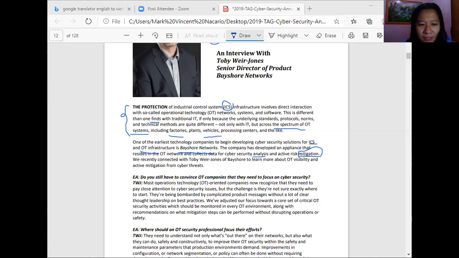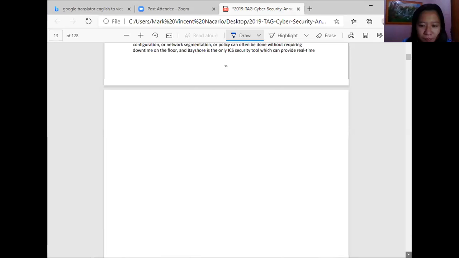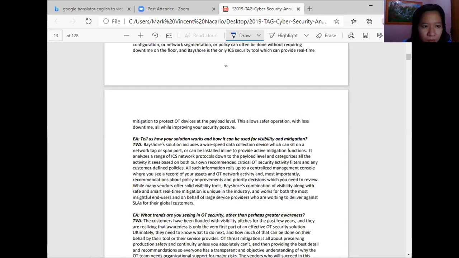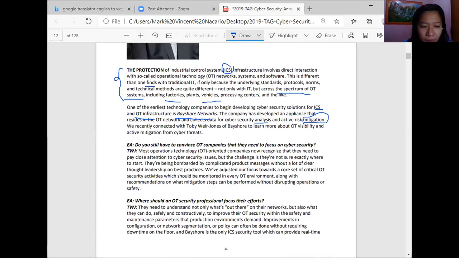Okay, let's proceed. There are some questions here. Do you still have to convince OT companies that they need to focus on cybersecurity?